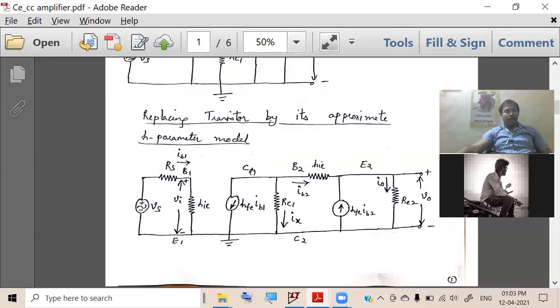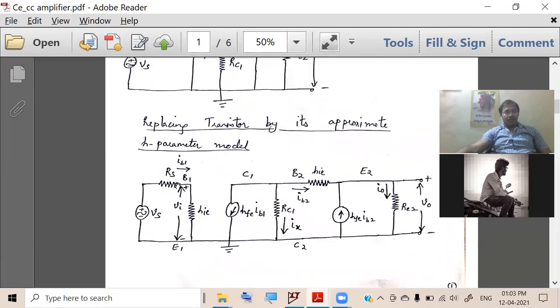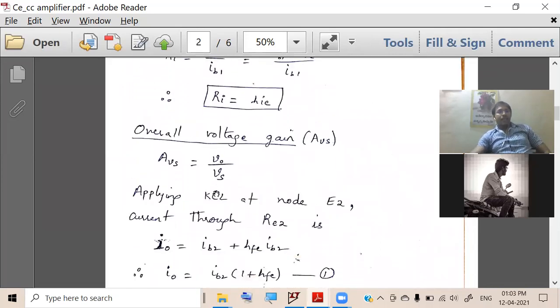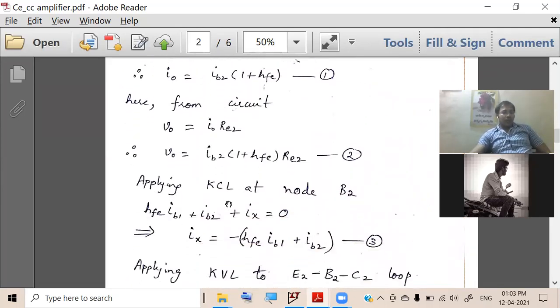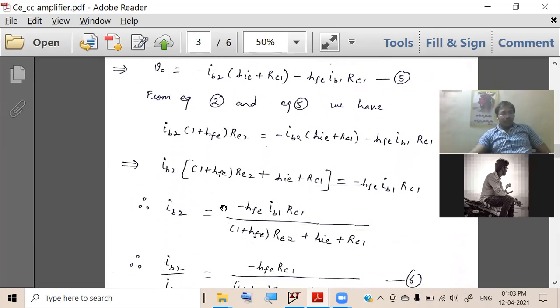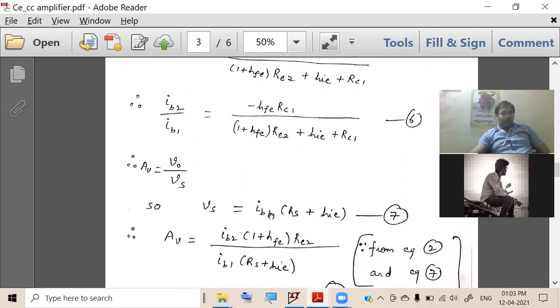IB1 I can take common. So Vs will be equal to IB1 into RS plus HIE. We got it here. Next AV, V0 by Vs. Earlier we already found out V0, equation 2. Vs, just now we found out, equation 7. Just take the ratio, that will give AV.